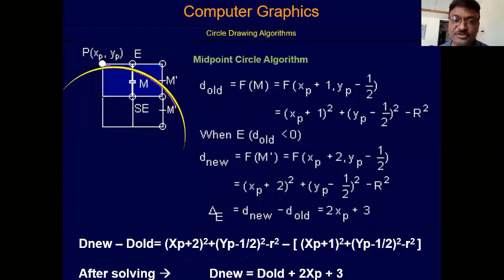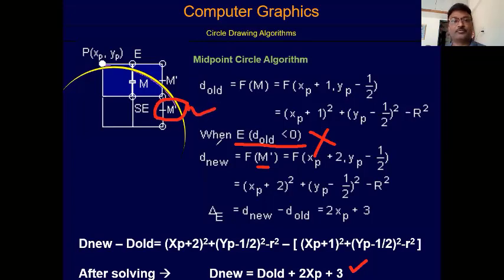Now, this is the condition for what? If d old is less than 0, then you can increment x and solve again for your d new decision parameter. But suppose this condition fails and is not true. Then what is the condition? d old is greater than 0. What is d old? 1.25 minus r is greater than 0. That time you have to select which one? M2 dash. Here I selected M dash if less than 0, but if this condition fails, you have to select M2 dash.